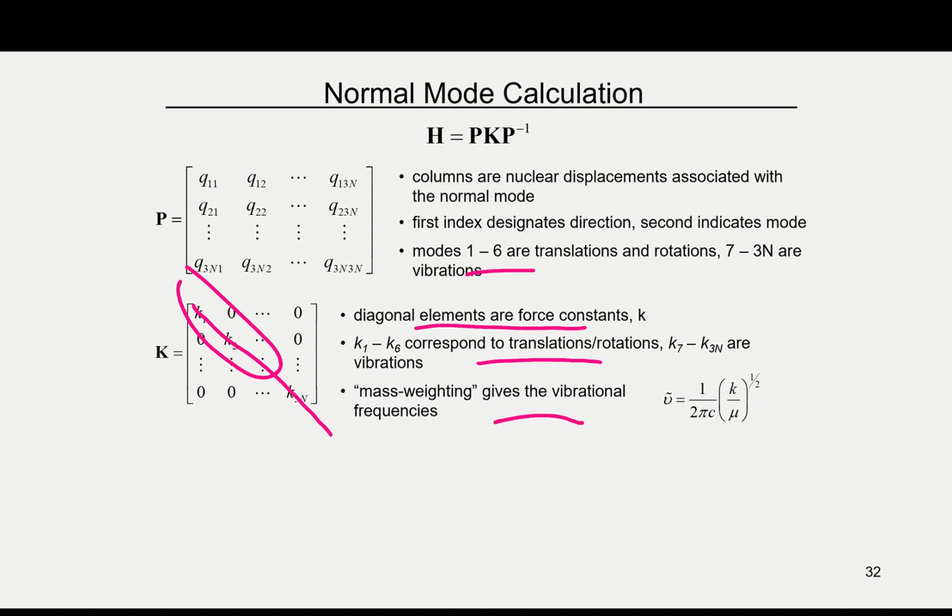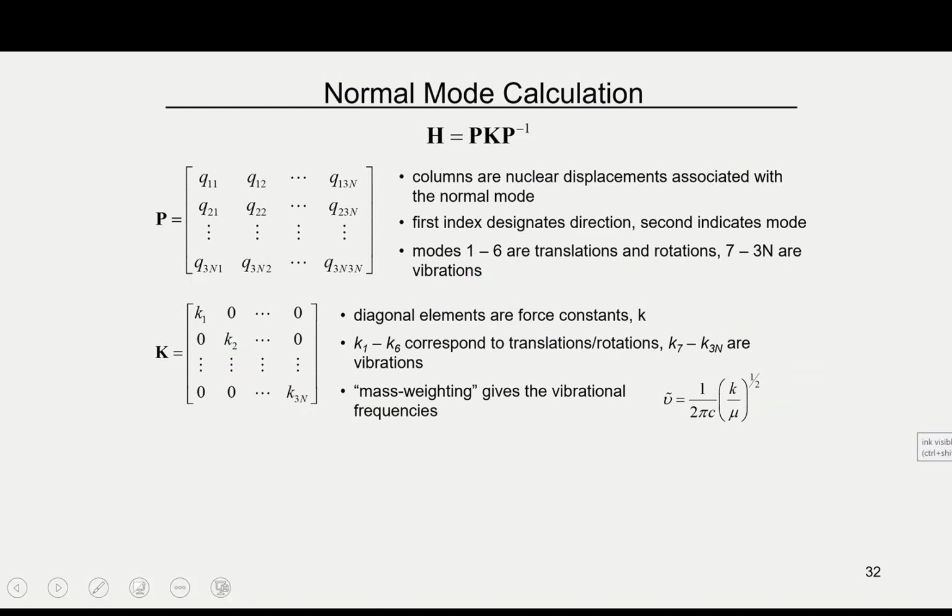Mass weighting gives the vibrational frequencies. We saw this before when we were talking about how it is harmonic at the minimum. So it is 1 by 2 pi c times the square root of k by mu, or the power of half, whichever, it is the same.